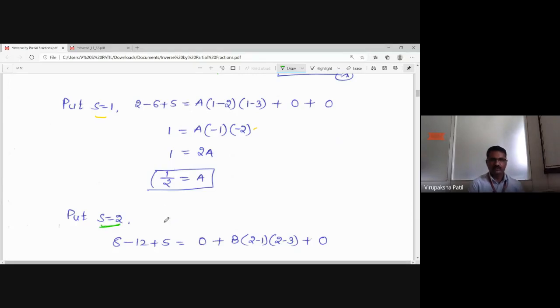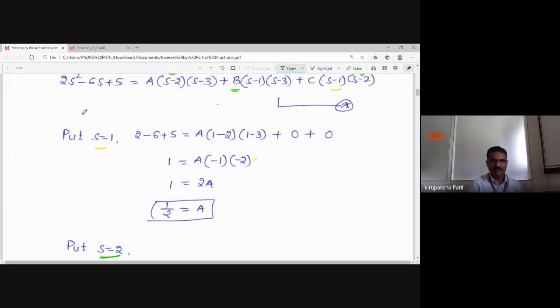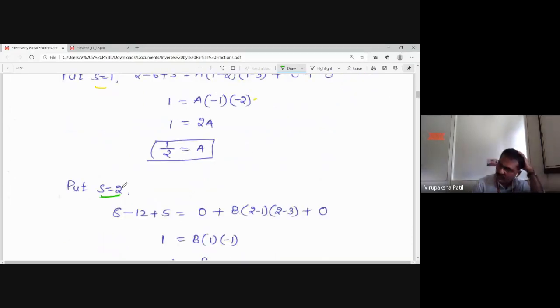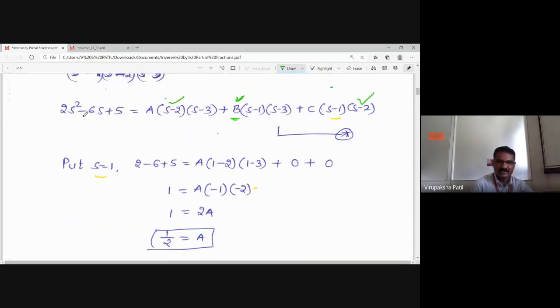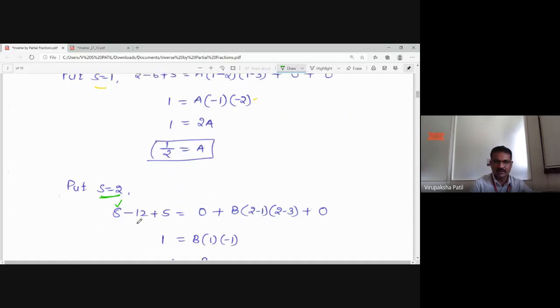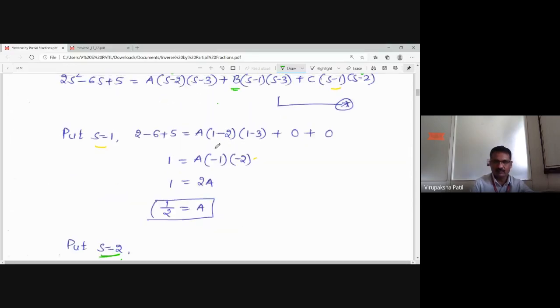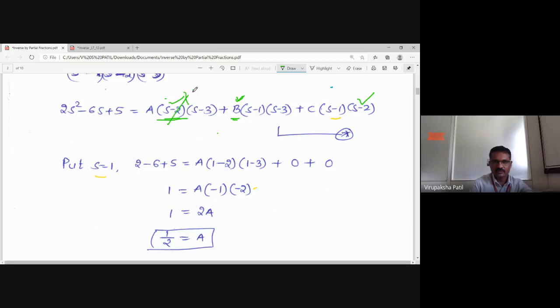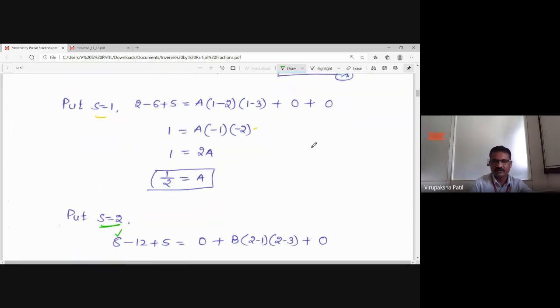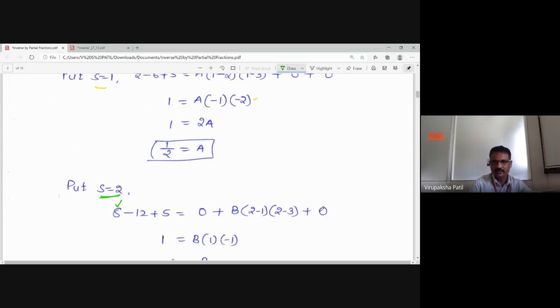If you put s = 2, what happens? 2s square means 2 into s square, 2 square is 4, 4 into 2 is 8, which we have written here. Then minus 6 into 2, that becomes 12, which you have written, plus 5 as it is. Now if you put s = 2 here, this term goes to 0 directly. If you put s = 2, this term goes 0 directly. So you are left with only this term. So what happens? 0 plus b into (2 − 1)(2 − 3) plus 0.